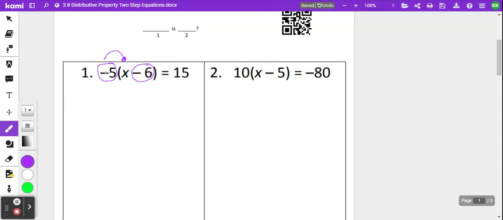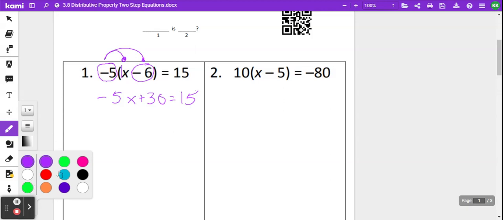So I will multiply -5 times, there's a 1 in front of the x, -5 times 1x and get -5x. And then I'll multiply -5 times -6 to get a +30. And I just bring down the rest of my equation. So our distributive property is taken care of, and now we're ready to solve the equation.